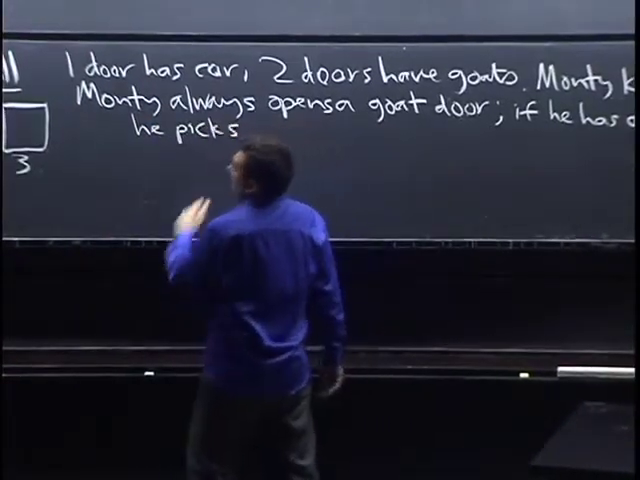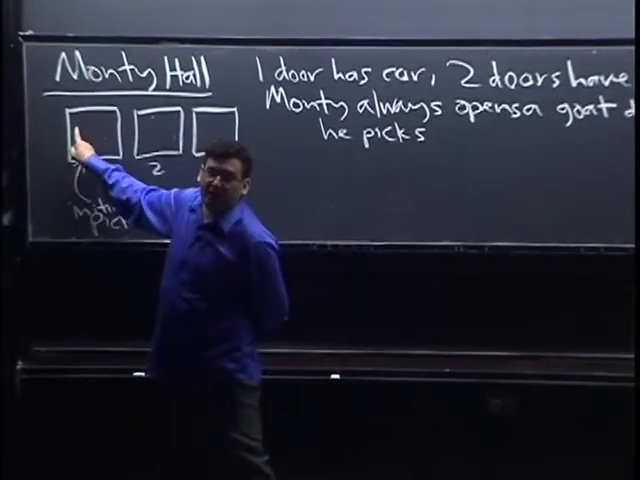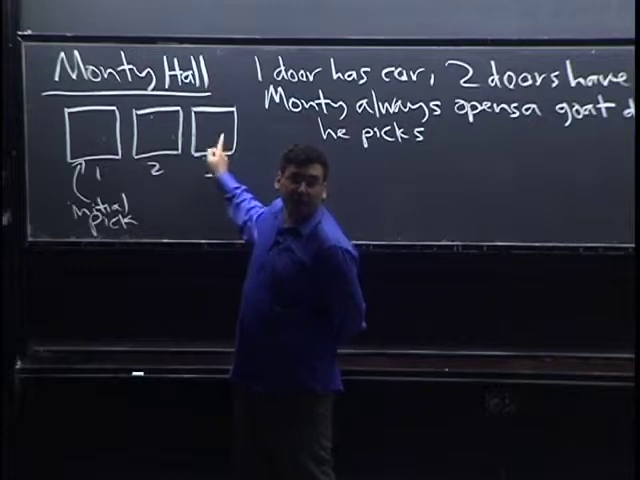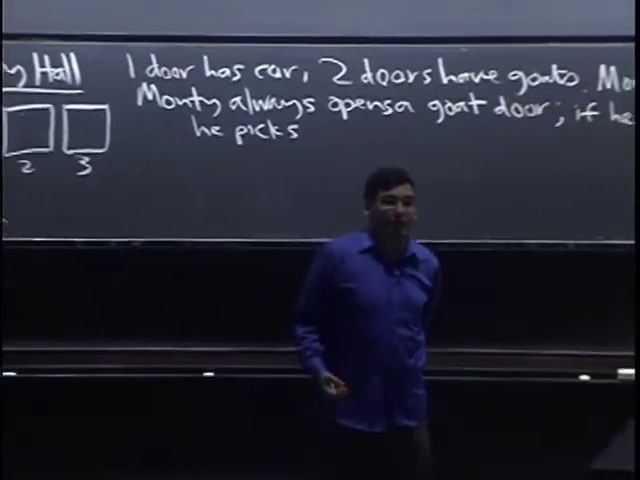And the case where that happens is if initially you guessed right, so the car is here, these ones both have goats, so Monty could open either door 2 or door 3. Assume those are equally likely.